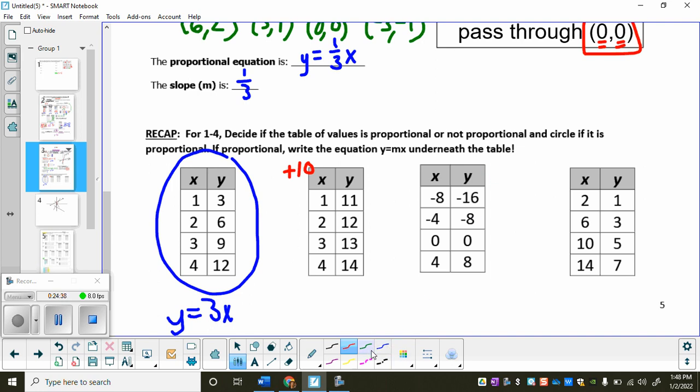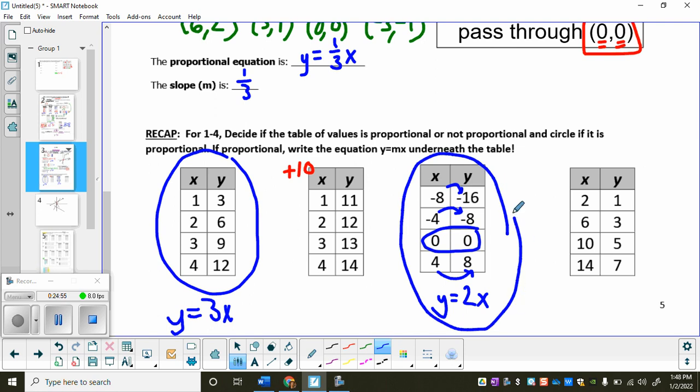All right, what about this one? Now, I see the 0, 0. That's already a good sign. All right, if I did 4 times 2, and then did times 2, and then did times 2, so this one's going to be y equals 2x. So yeah, this one's proportional.